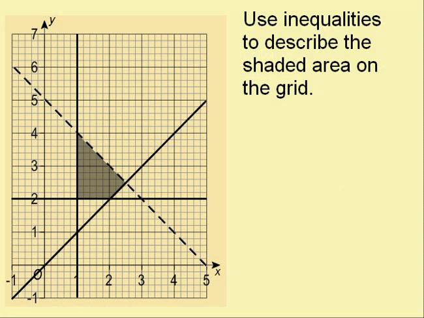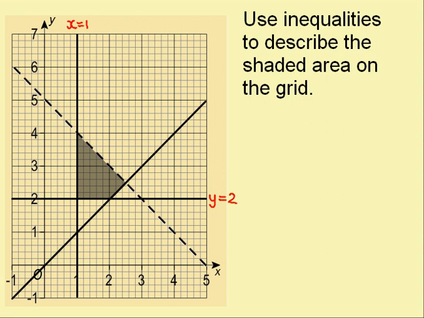Now in this question, I want to use inequalities to describe the shaded area on the grid. So first of all, I need to identify the equations of all of the straight lines. Let's do the horizontal one first. It goes through the y-axis at the number 2, and it's a horizontal line, so we know it's y equals 2. Now for the vertical one, that goes through the x-axis at the number 1, and it's a vertical line, so we know that that's x equals 1.